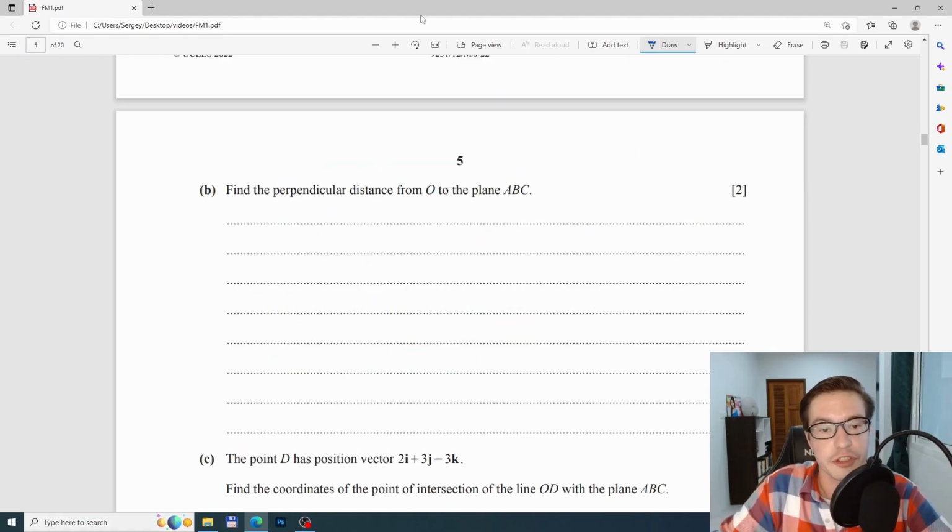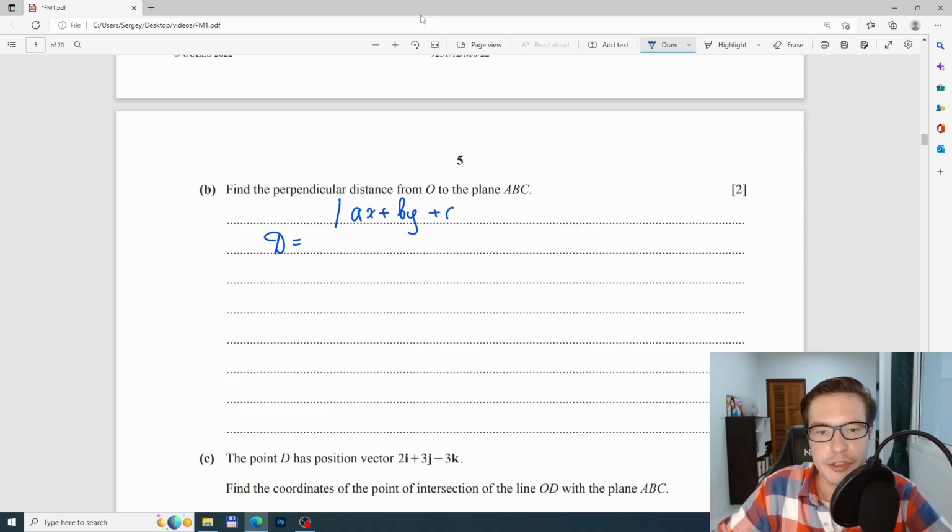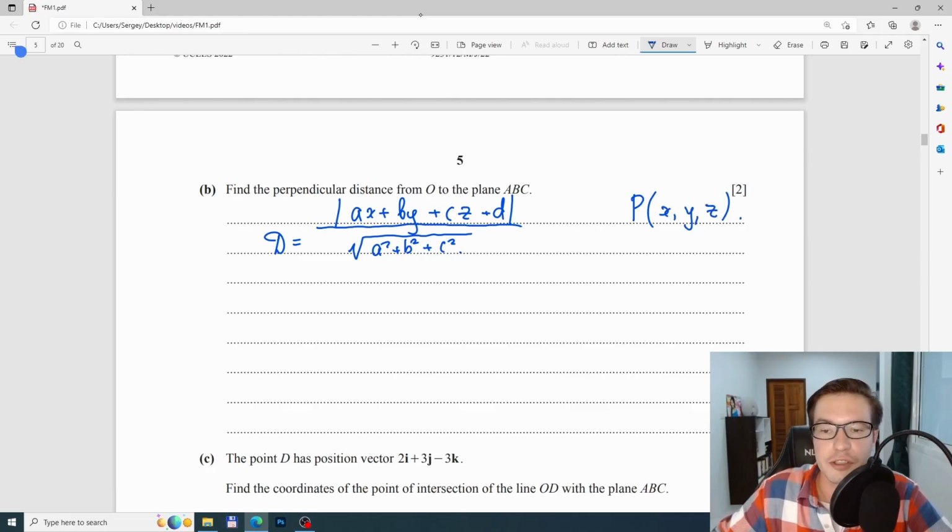For the next question, we only have to remember the formula for the distance from the point to the plane, which is the absolute value of ax plus by plus cz plus d over the square root of a squared plus b squared plus c squared, where x, y, and z are the coordinates of the point, the distance from the plane I'm looking for. And in our case, that's the point O with coordinates 0, 0, 0.